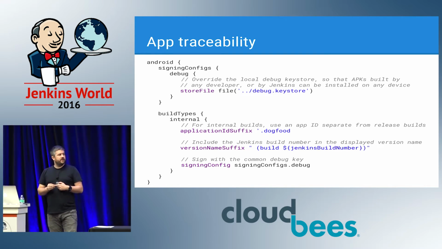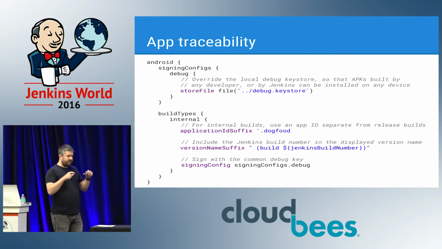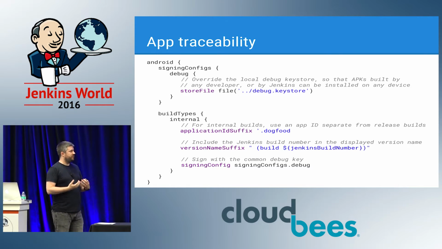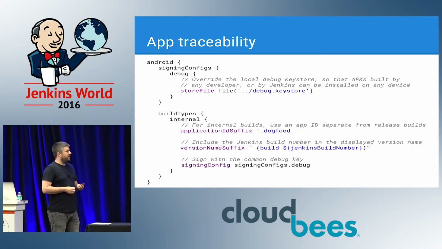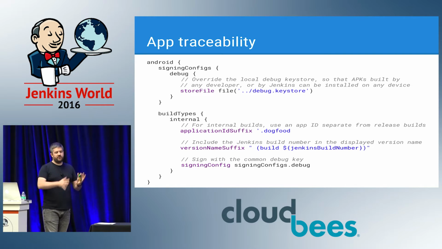So one way around that is to check your own debug key store directly into your repository, and then in your Gradle file, instead of allowing Android to just use the default from the local machine, it'll use this debug key store from the repository. And that means you always have a consistent signing key for all of your apps, regardless on which Jenkins machine it was built.